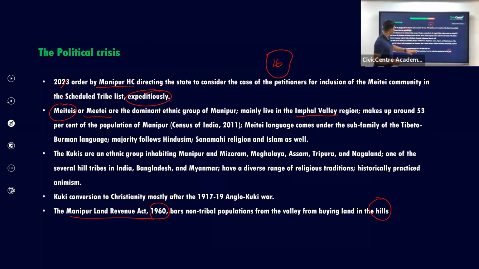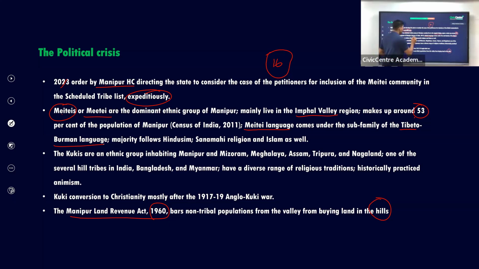As per the 2011 census, they form 53% of the population of the state. So that clearly says why they have nearly 40 MLAs. Then their language is Meitei. Telugu comes under which family? We say Dravidian family, isn't it? Meitei comes under the Tibeto-Burman family. They might ask, Manipuri language comes under which family? Tibeto-Burman family. Burma is present day Myanmar. All times people used to say they went to Burma. Burma is present day Myanmar only.